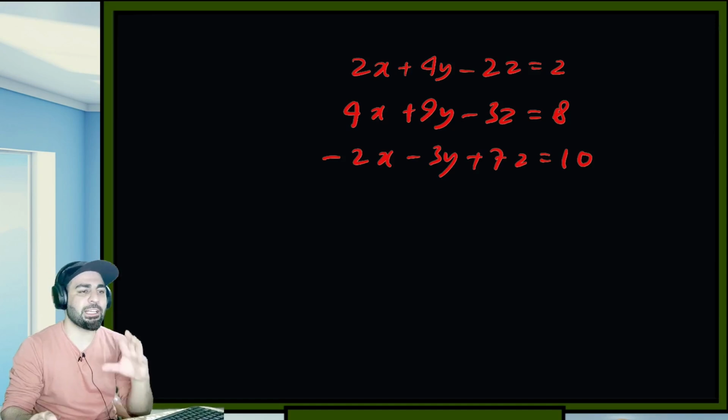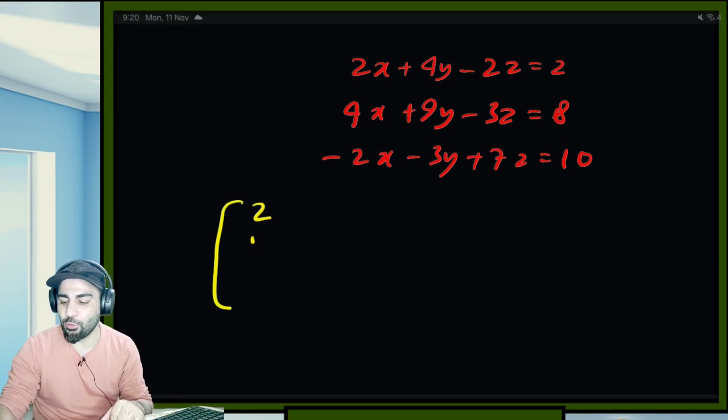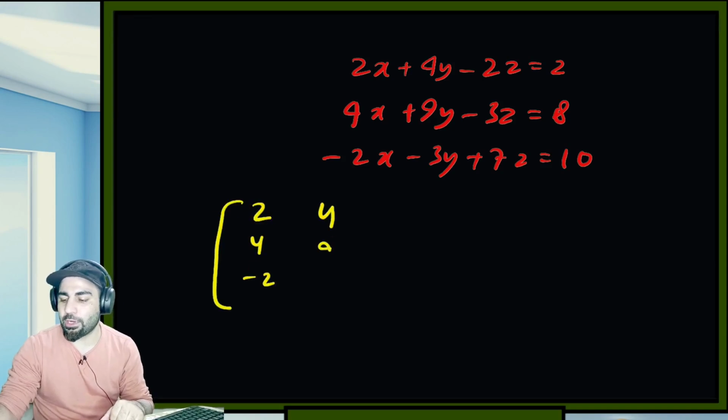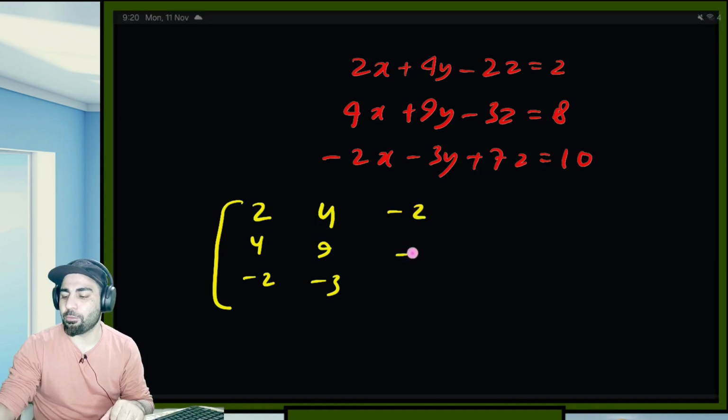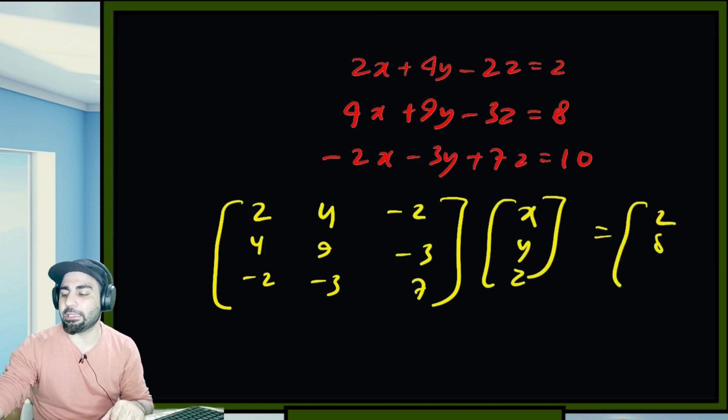Now the first thing is we have to use the procedure of elimination. So what is elimination? If you see, I can take the coefficients out. The coefficients are 2, 4, minus 2, 4, 9, minus 3, minus 2, minus 3 and 7. These are the coefficients of these variables. And then I have this x, y and z. And then I have 2, 8 and 10. This is my b. The succinct representation is Ax equals b.